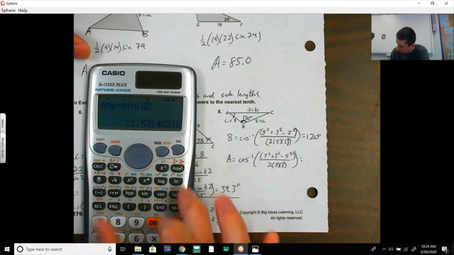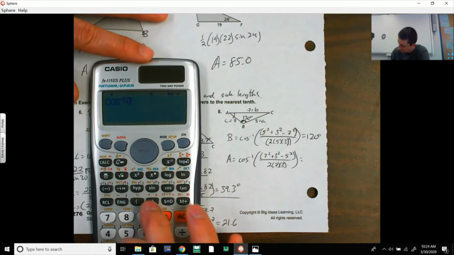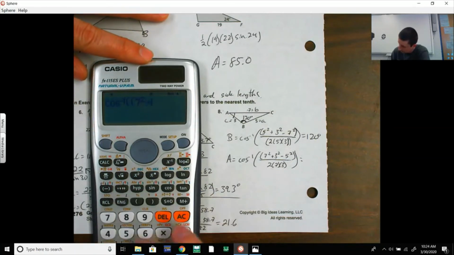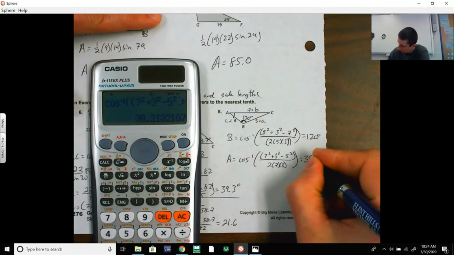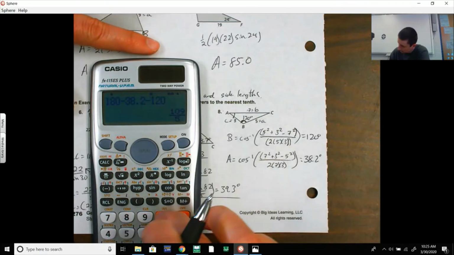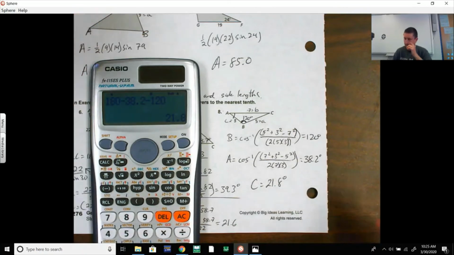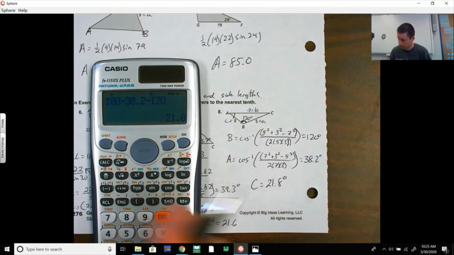Okay, so inverse cosine, extra parenthesis, 7 squared plus 3 squared minus 5 squared, close parenthesis, divided by, start a parenthesis, 2 times 7 times 3. Close parenthesis, close parenthesis. And you get 38.2. So now I'm just going to take 180 minus 38.2 minus 120, and you get 21.8. All right. So side, side, side, that's what you got to do for that example right there.